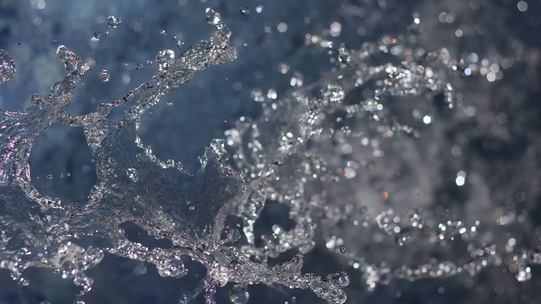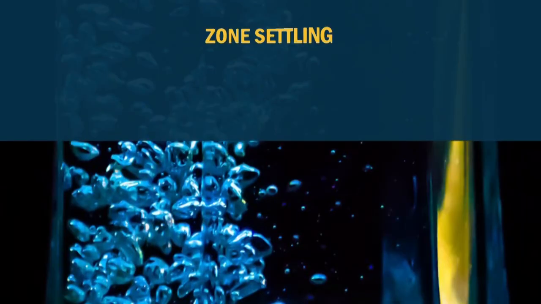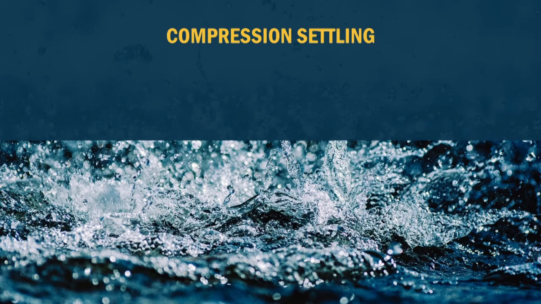Depending on the concentration of suspended matter and the characteristics of particles, the sedimentation process can be classified into four categories. Here is the picture for the types of sedimentation. The first one is discrete settling, the second is flocculent settling, the third is zone settling, and the fourth is compression settling. We will discuss them in detail in the coming slides.